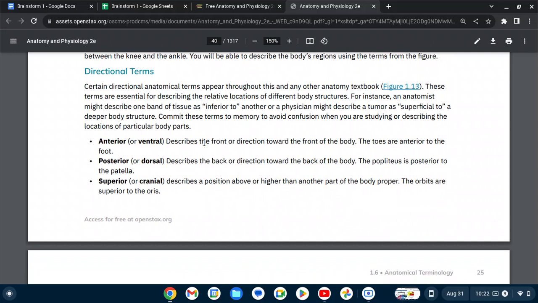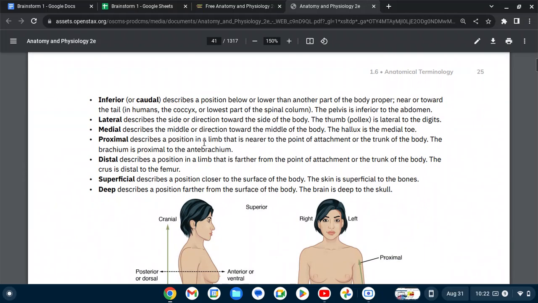Superior describes the position above or higher than another part of the body proper. The orbits are superior to the oris. Anterior is ventral, posterior is dorsal, superior is cranial. Inferior is caudal, describes a position below or lower than another part of the body proper, near or toward the tail. The pelvis is inferior to the abdomen.